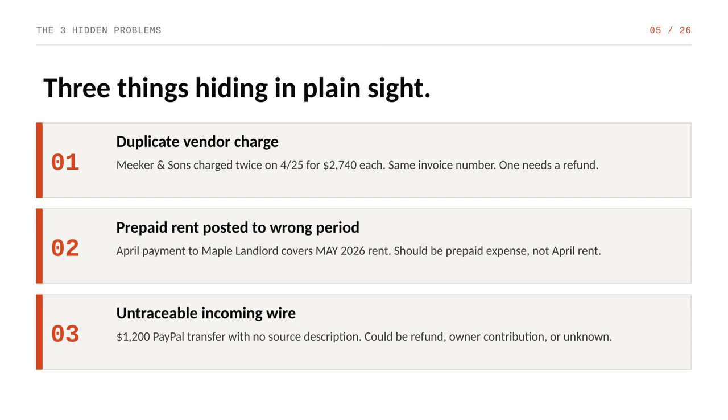Three problems. Duplicate vendor charge on April 25th. Meeker and Sons billed twice for the same invoice. A prepaid rent payment on April 20th that covers May rent, but if you book it as April rent, your books overstate expenses. And a $1,200 PayPal incoming without a source description. Could be a customer refund, an owner contribution, or something or someone else's money entirely. All three of these get missed sometimes.